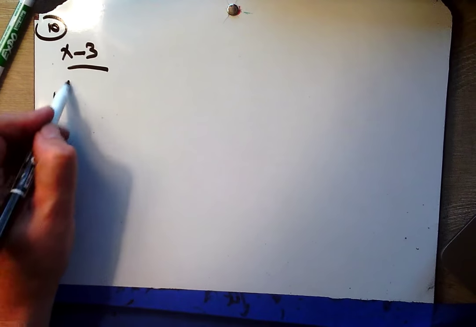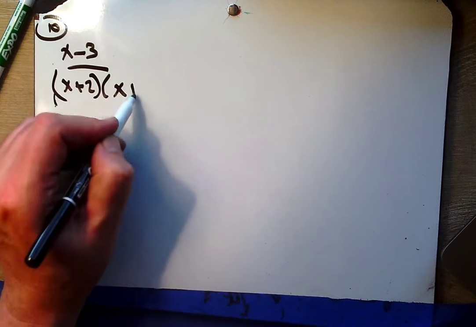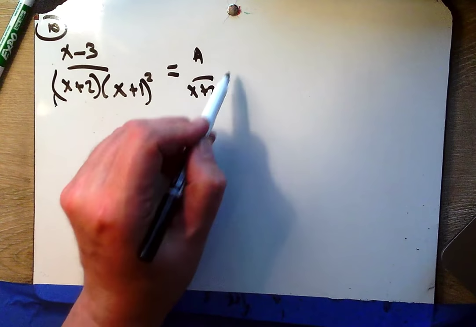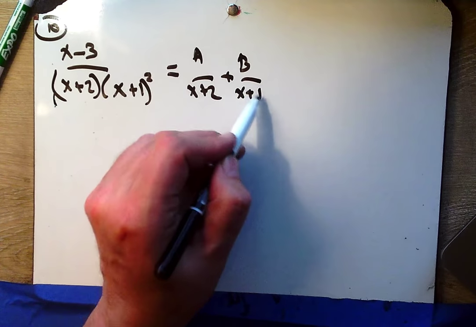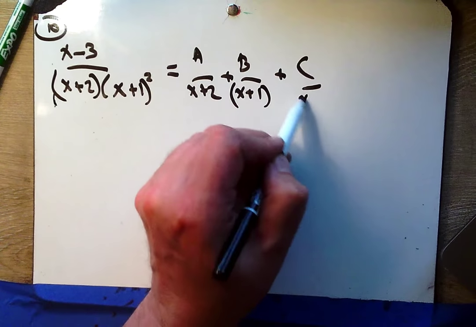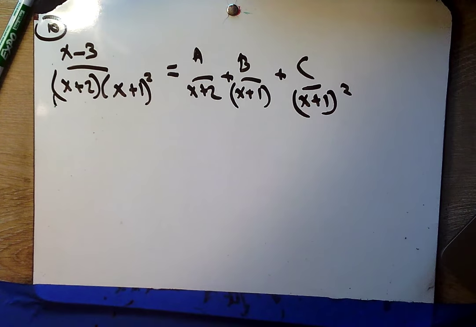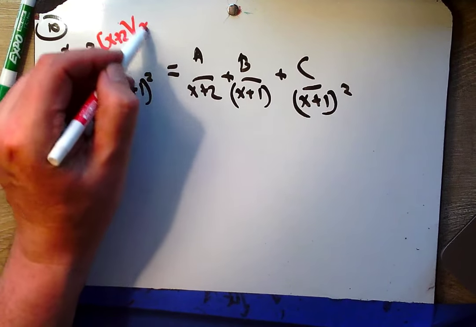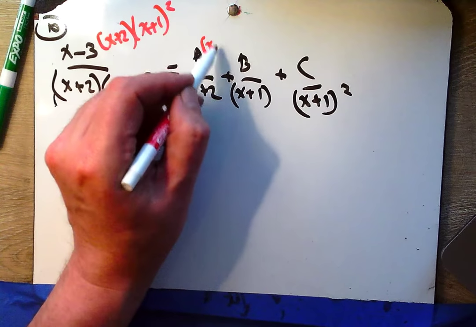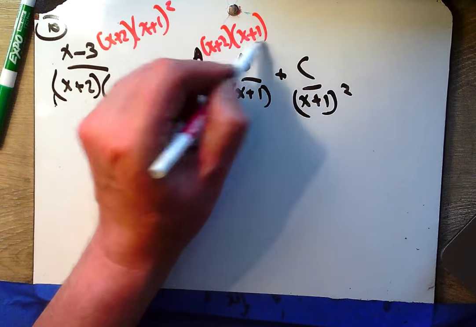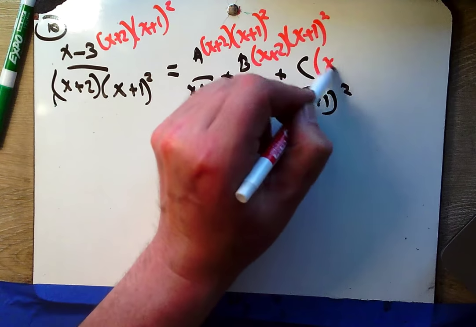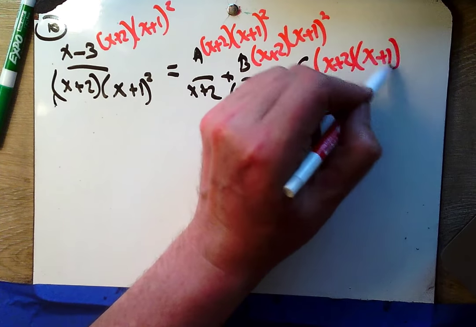10 says (x minus 3) over (x plus 2)(x plus 1) squared. And that's going to be A over x plus 2, plus B over x plus 1, and C over x plus 1 squared. I bet you know what I'm going to do next. So here we go, multiply everywhere by (x plus 2)(x plus 1) squared.